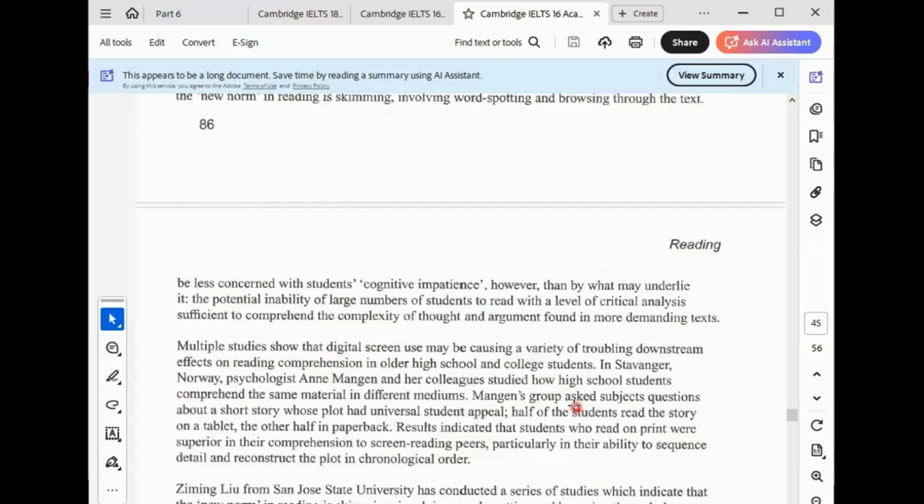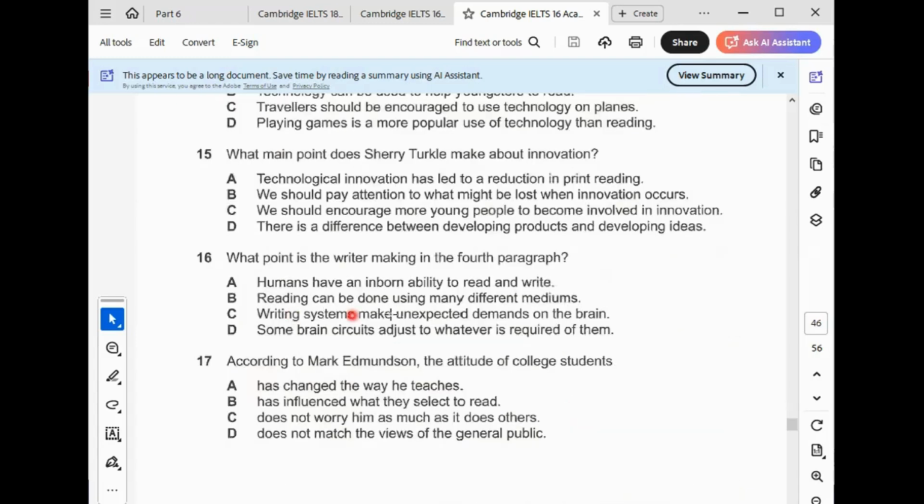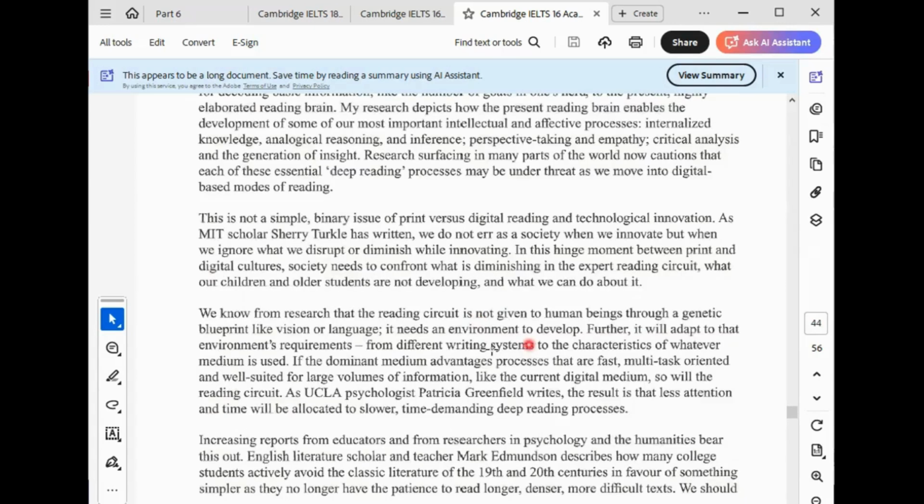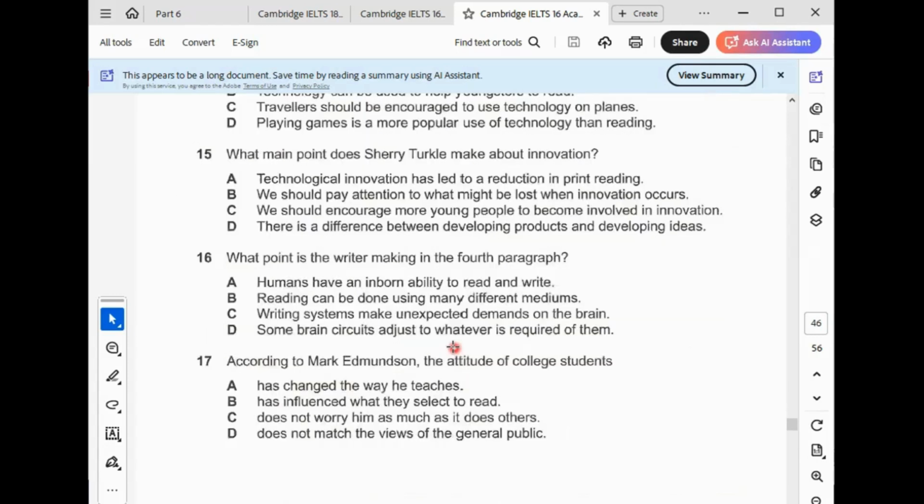Hold on. Writing systems make unexpected demands. This issue of unexpected is not there. It's not in the passage. It just says it will make demand. There is no issue about unexpected. The brain will adapt to it. So I will eliminate option C based on that issue of unexpected. Option B is a good answer, but it's looking like a weak answer to me. But it's still better than C.